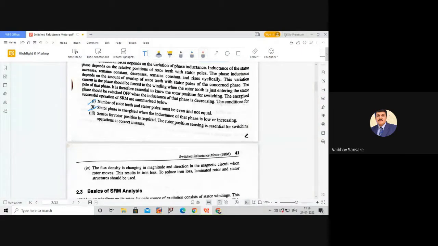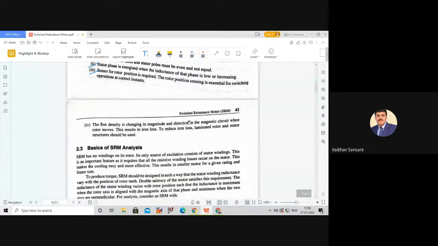The third summary point is that sensors for rotor position are required, because along with the stator current we require the rotor position, and rotor position sensing is essential for the switching operation at the correct instances. We require both the stator current as well as the position of the rotor. So along with stator current, we have to use certain rotor position sensing circuitry, and that rotor position sensing is an essential task for switching at the correct instances.